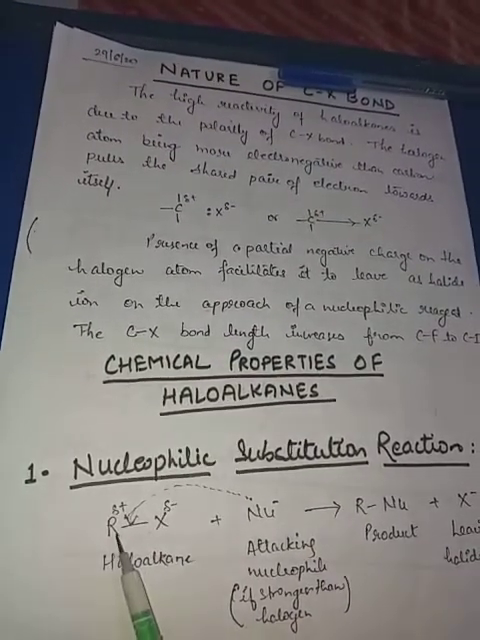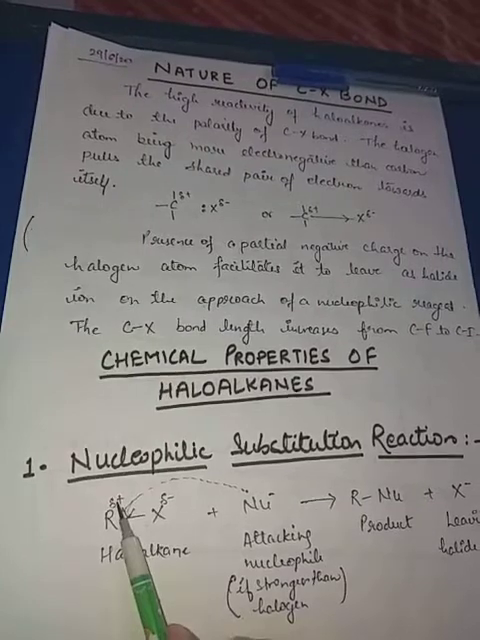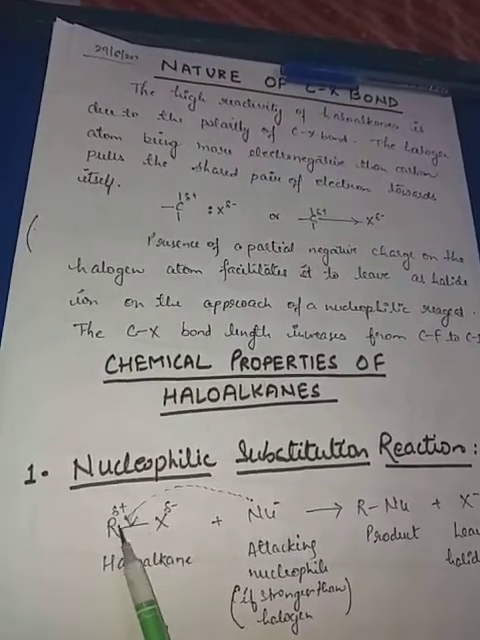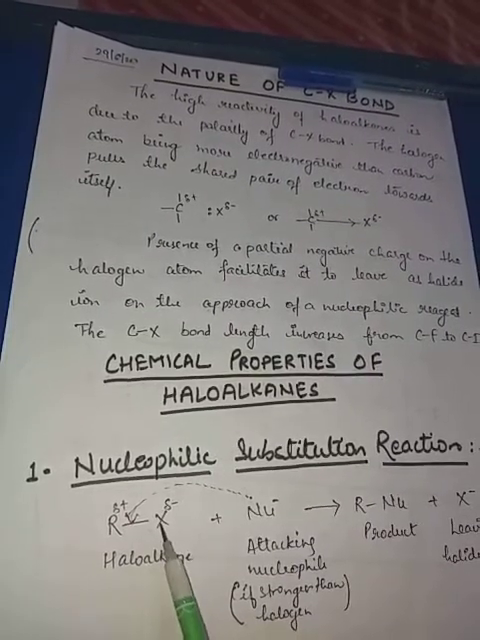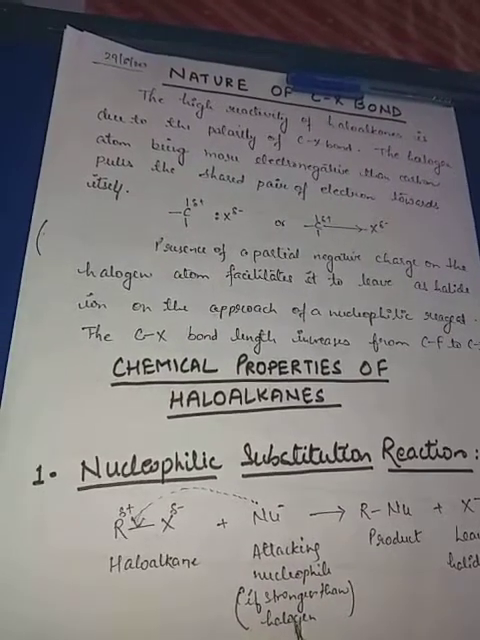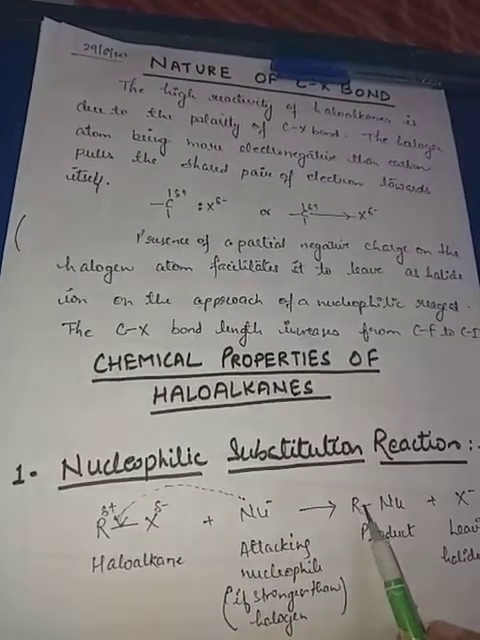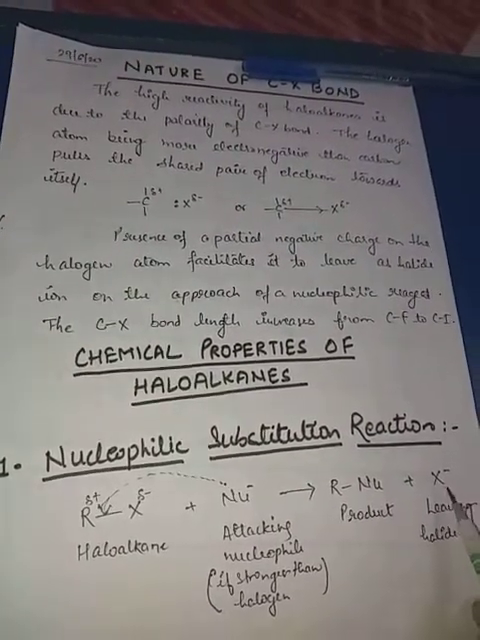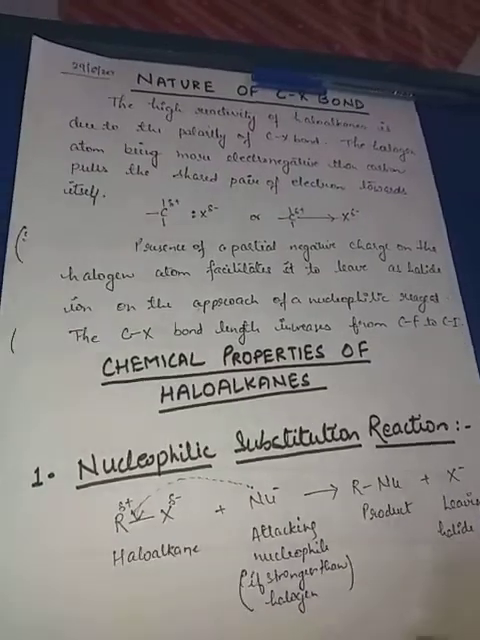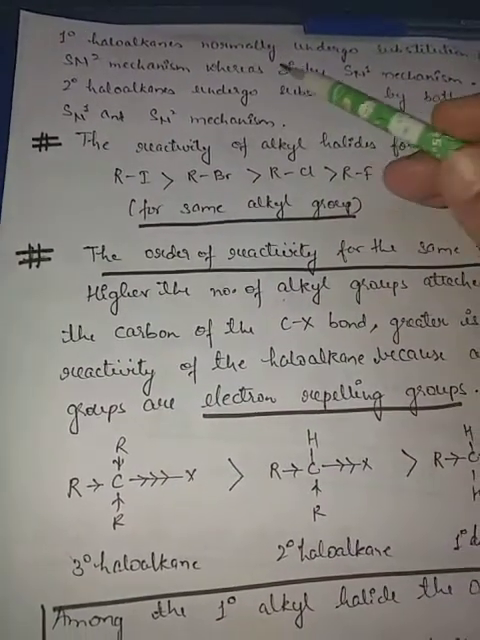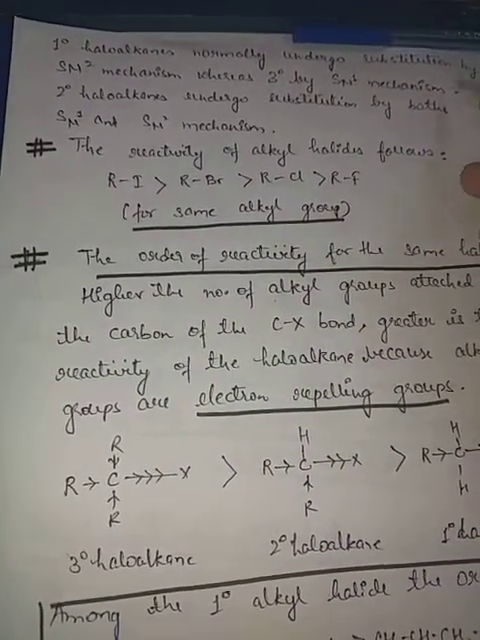So if we see this R, it is partially positive, polarity has come here due to this halogen which is more electronegative. So it will become partially positive and this halogen will become partially negative. So the attacking nucleophile, if it is stronger than the halogen, will attack here and attach itself with the alkyl group, and the halide will leave the chain.